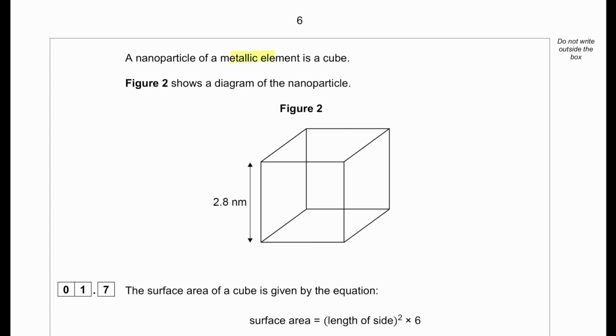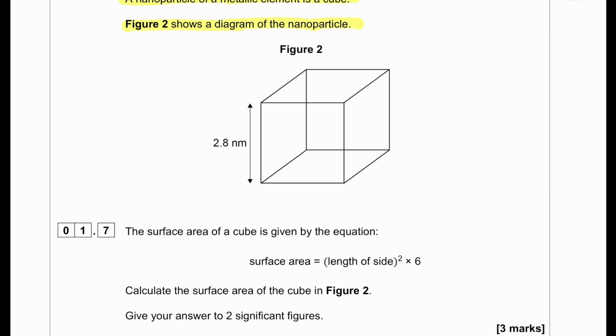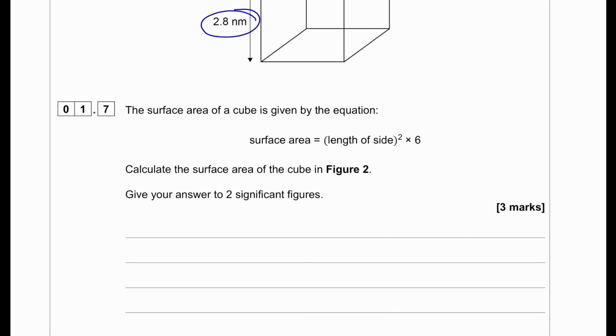A nanoparticle of a metallic element is a cube. Figure 2 shows a diagram of the nanoparticle. So we can see the nanoparticle has a side of 2.8 nanometres. The surface area of a cube is given by the equation, the length of the side squared times 6. Calculate the surface area of the cube in figure 2. Give your answer to 2 significant figures.